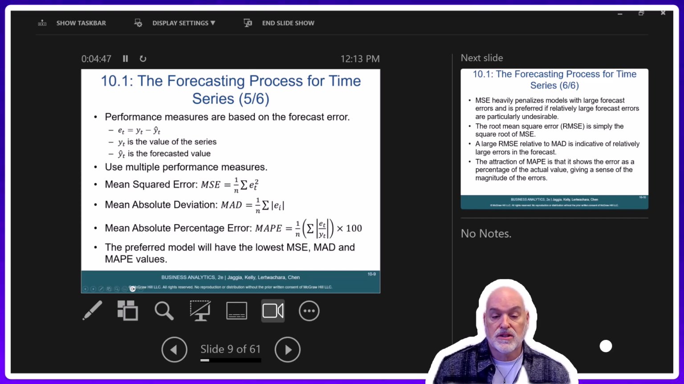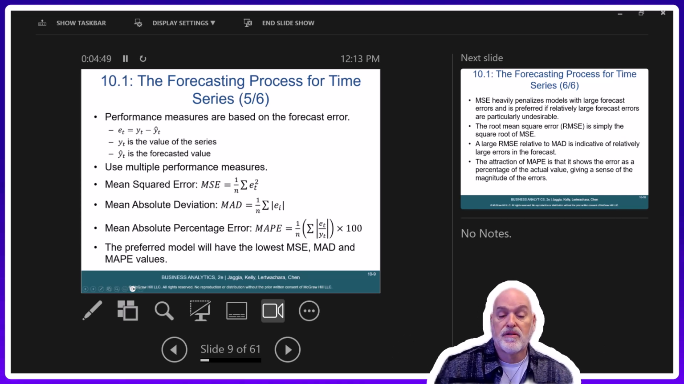Use multiple performance measures. You can use mean squared error, mean absolute deviation, mean absolute percentage error, and the preferred model will have the lowest MSE, MAD, and MAPE values.